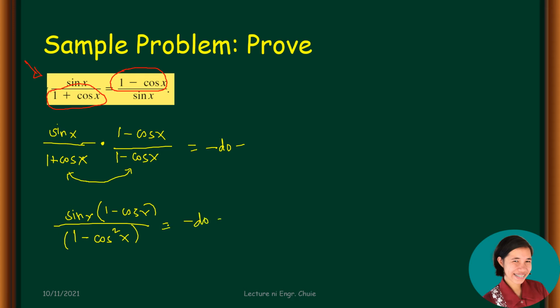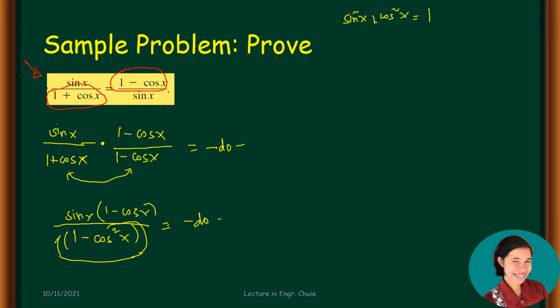So, ano yung ating nakikita dito sa ating equation? So, let's focus muna dito sa ating denominator. So, yung denominator natin is 1 minus cosine squared x. So, yung goal natin is magiging 1 minus cosine x over sine x. So, paano natin ito masimplify? Diba, from the identities, yung ating sine squared x plus cosine squared x is equal to 1.